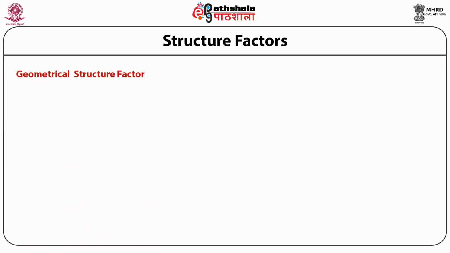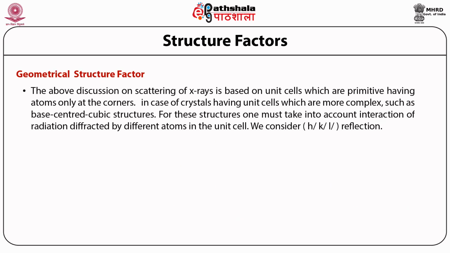Geometrical structure factor. The above discussion on scattering of X-rays is based on unit cells which are primitive, having atoms only at the corners. What happens in the case of crystals having unit cells which are more complex, such as base-centered cubic structures? For these structures, one must take into account the interaction of radiation diffracted by different atoms in the unit cell. We consider the h prime, k prime, l prime reflection.